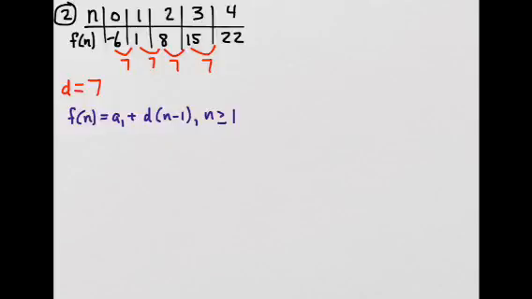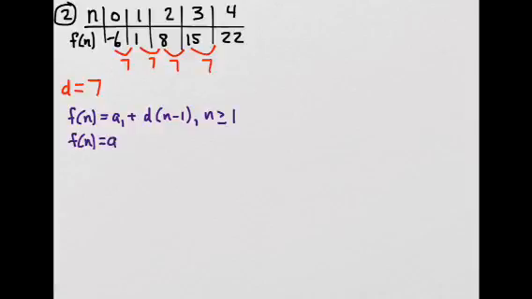All right, on number 2, you notice that the common difference between each pair of consecutive numbers is 7. So d is 7. And here's the formula that you wrote down in your notebook today. The only thing with this one is that this one starts with a 0. So this formula will not work as it's written. So we have to make a little adjustment and use this one.